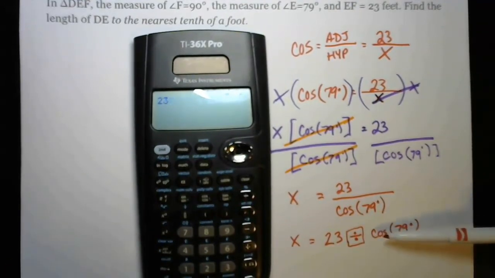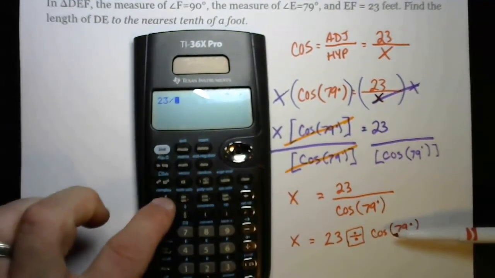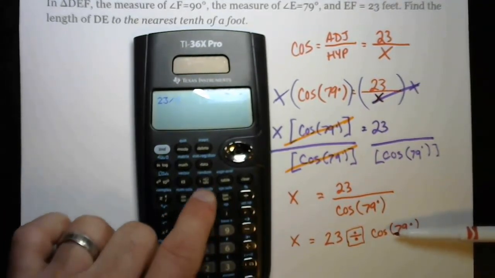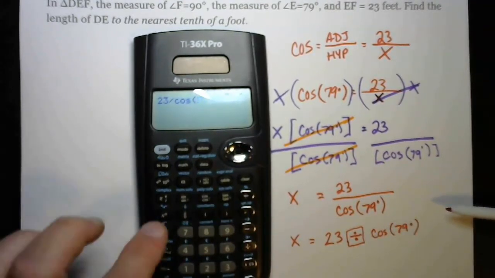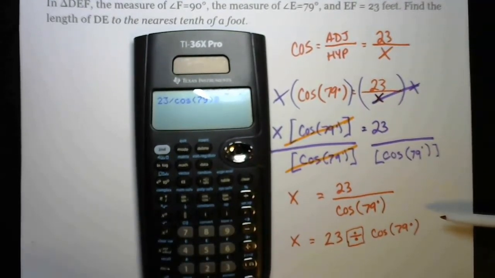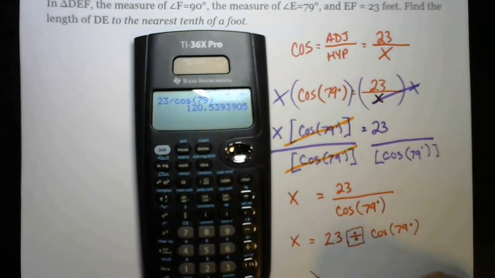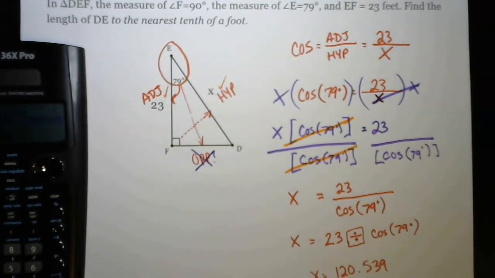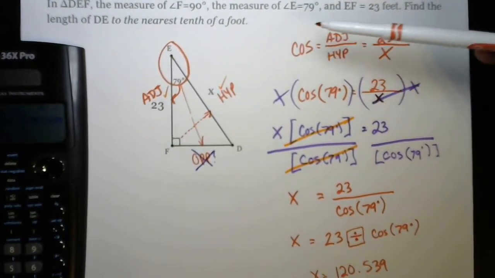23 divided by cosine. Our cosine button is right here above the parenthesis. We have the 8, the parenthesis, and then the button above it, COS, 79, the other parenthesis, enter. And I get 120, x equals 120.539, so on and so forth. Let's look over here. That's a long hypotenuse. But let's keep going because I'm certain that it's right.